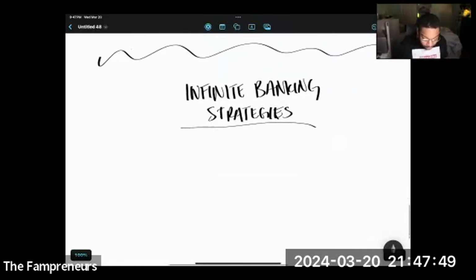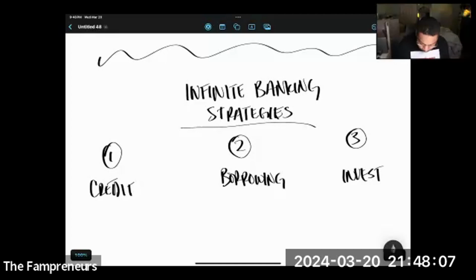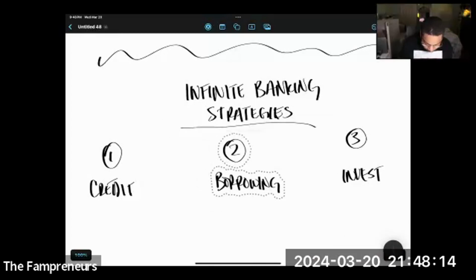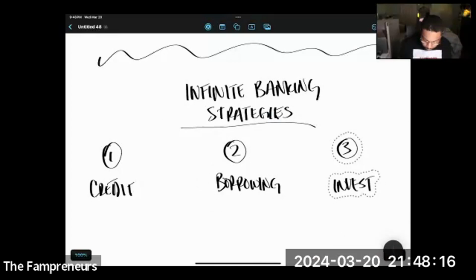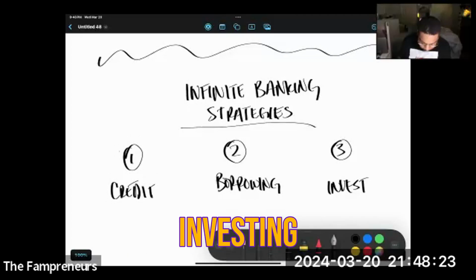So the infinite banking strategies, we're gonna do one dealing with credit, which is one reason why we emphasize credit. The other reason in regards to borrowing. Okay. And then the last reason is investing. Oh, actually, we're gonna talk about it. Nah, that's it. That's all that is. We're gonna simplify it like that. Okay. So credit, borrowing, investing. Okay.